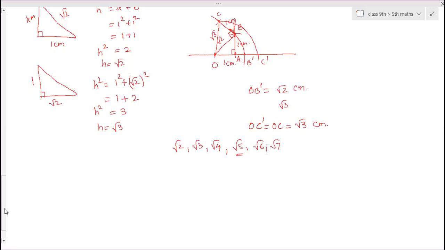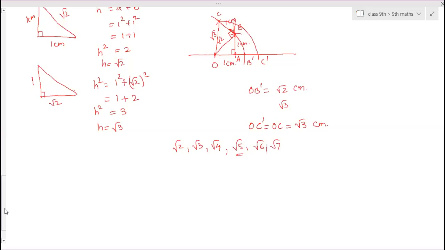Yes, Trishula, you want to ask something? Ma'am, if we take the base as 2 centimeters or 3 centimeters, so from O we should take 2 or 3 centimeters, no? No, 1 centimeter means 1 centimeter. You cannot change anything. I'm not getting what you actually want to ask.